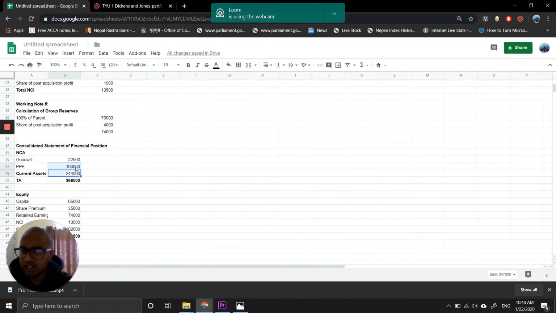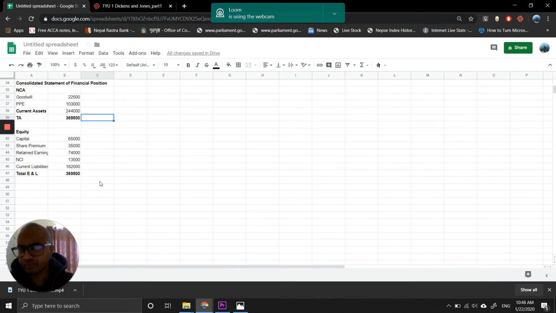So 85 plus 18, and then current assets is the same thing. You add up both companies, so you will get your total assets after that. Just adding all these three up. So don't forget the goodwill. Write the goodwill first, otherwise you might forget it.